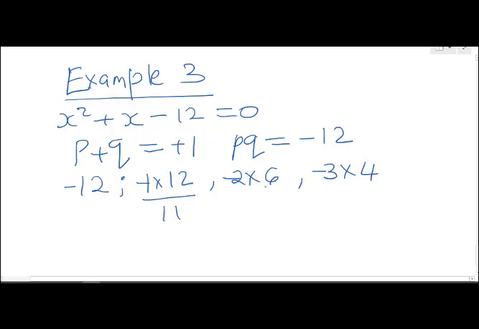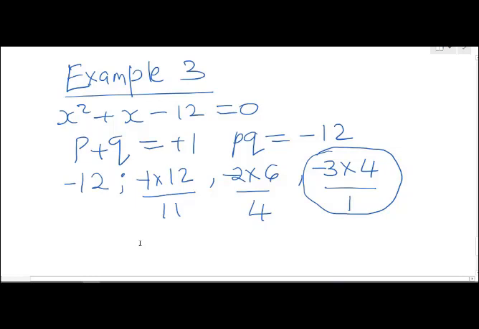This is minus 12, but when we add, we are going to get a 4. This one is minus 12, but when we add, we are going to get a 1, meaning that this is the choice of our two numbers. We now rewrite the equation, but in place of x, we put the values we have got for p and q, and we are going to get x squared plus 4x minus 3x minus 12, everything is equal to 0.